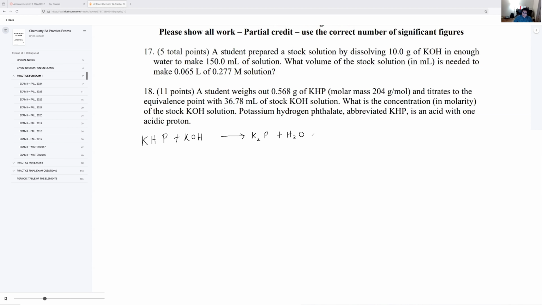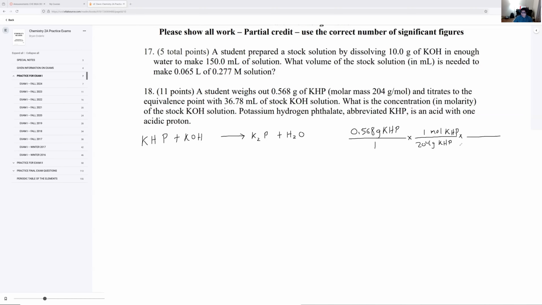So I'm going to go ahead and convert this KHP into moles. So 0.568 grams of KHP, and then we have 204 grams of KHP for every 1 mole of KHP. And now this is not moles of H plus, right? This is moles of KHP.